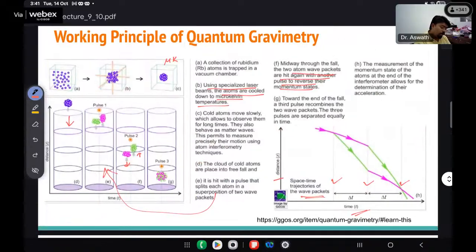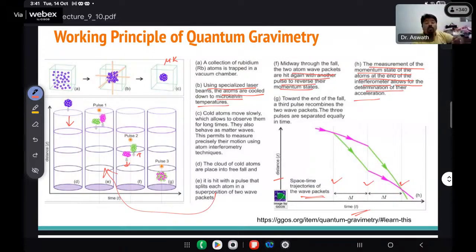The moment you do this, we can carry out a measurement of the momentum states of the atoms at the end of the interferometer, which allows for a determination of the acceleration. What is the target I need? I want to find the acceleration.